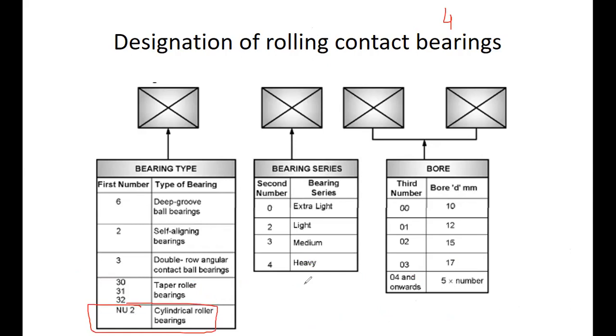One more unique thing is the cylindrical roller bearing, the last row which you are seeing here. Cylindrical roller bearings are indicated by this number, NU2. So if it is written this way, NU2, then 403, it means that it is a cylindrical roller bearing with a heavy series and a bore diameter of 17 mm.